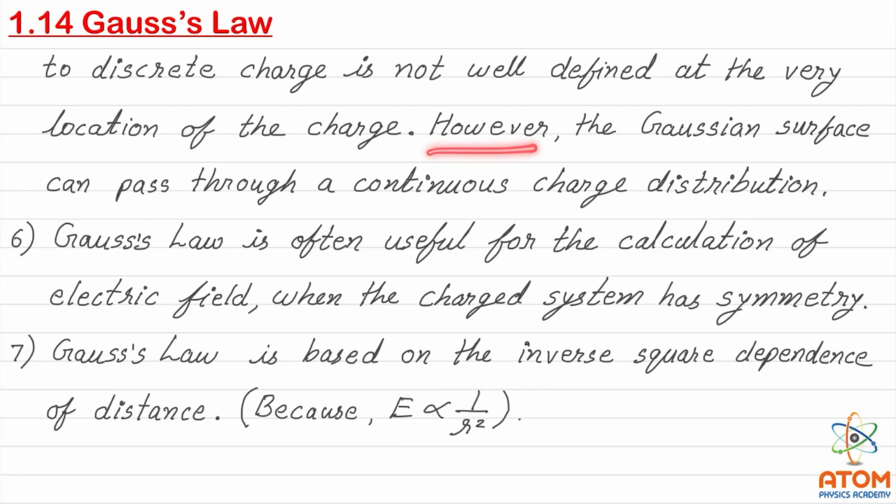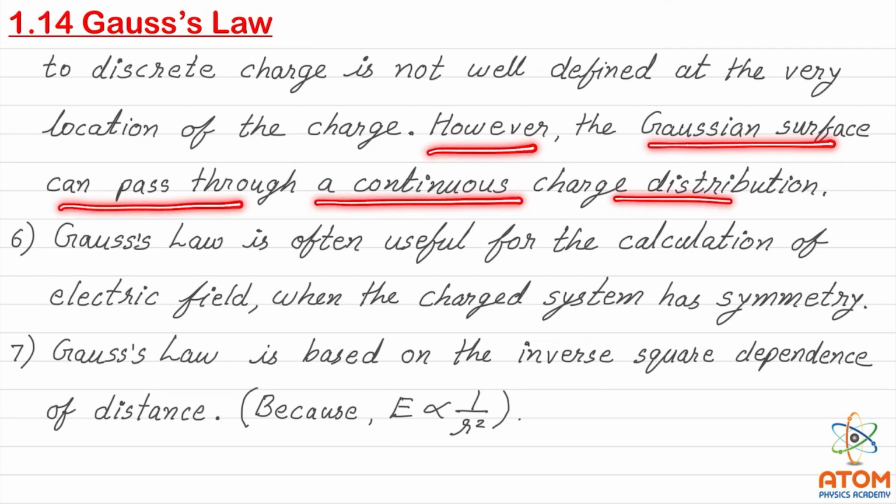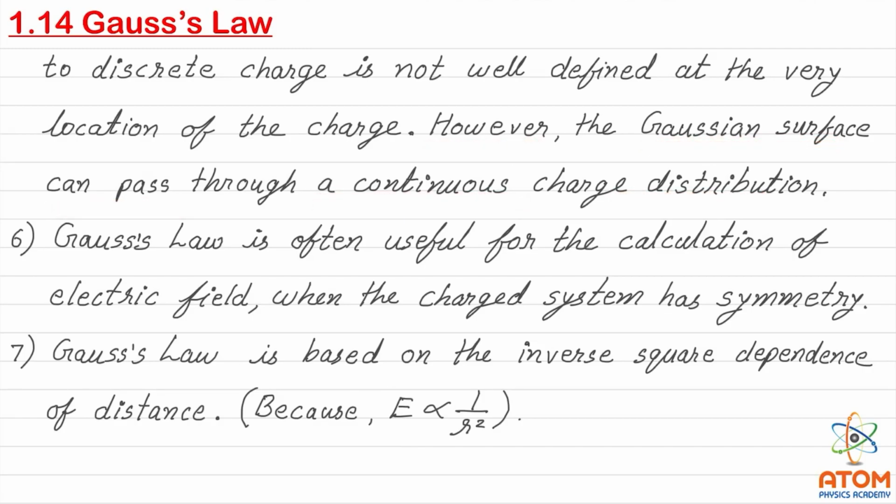However, the Gaussian surface can pass through a continuous charge distribution. That's not an issue. If you take a continuous charge distribution, then it becomes a macroscopic thing. So, for a continuous charge distribution, you can choose a Gaussian surface passing through that continuous charge system.